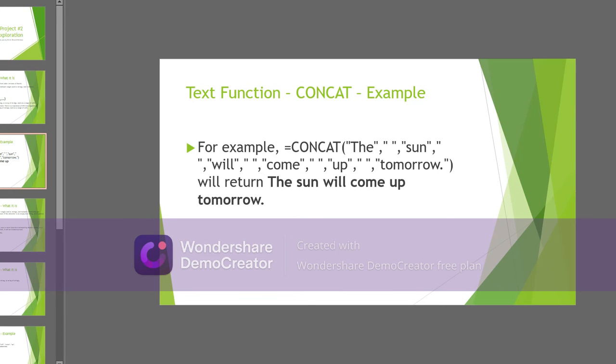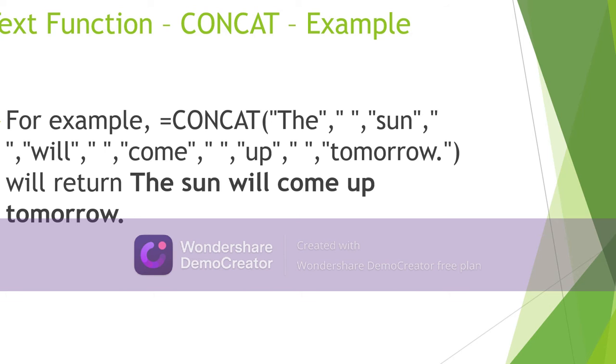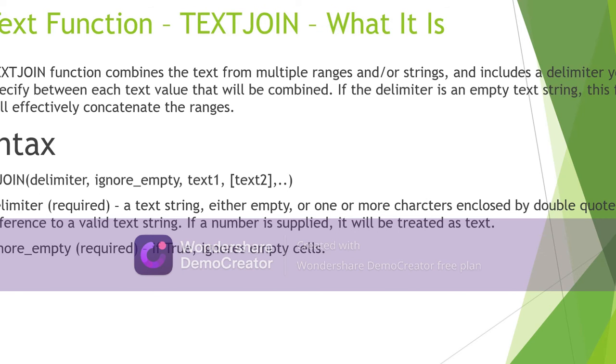Now, let's go on to the next one. So the next one is TEXTJOIN. The TEXTJOIN function combines the text from multiple ranges and/or strings and includes a delimiter you specify between each text value that will be combined. If the delimiter is an empty text string, this function will effectively concatenate the ranges.